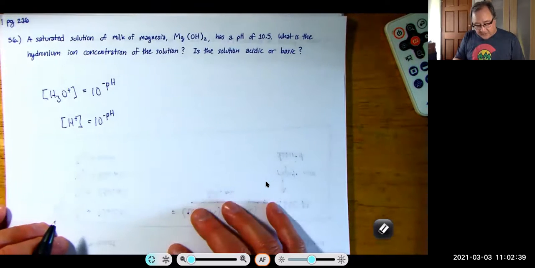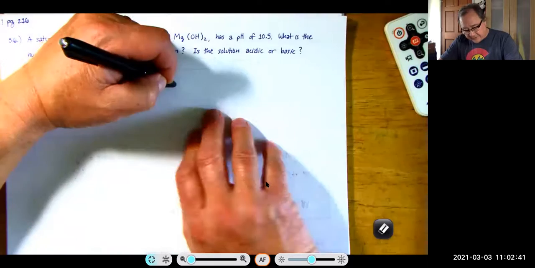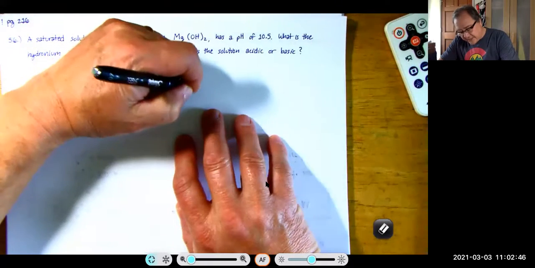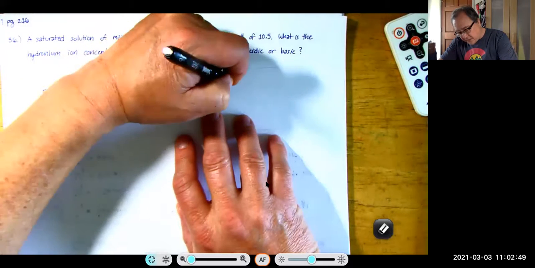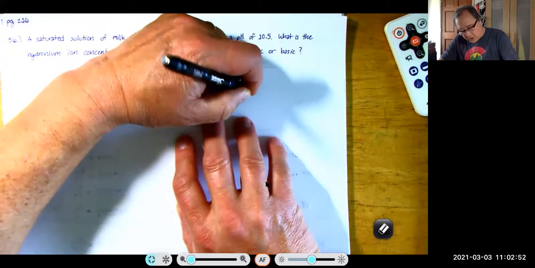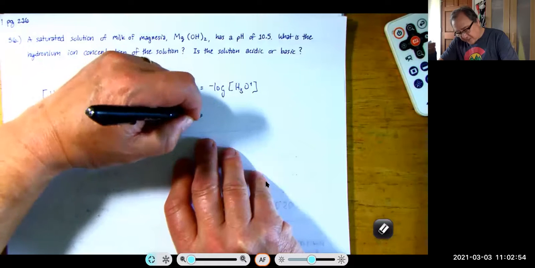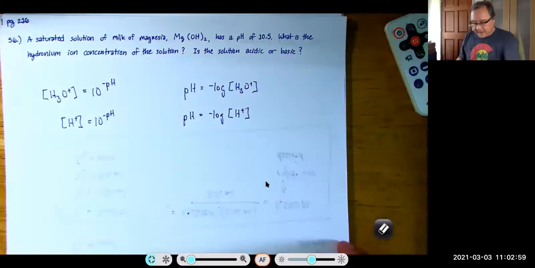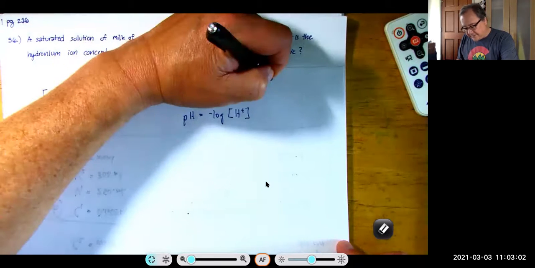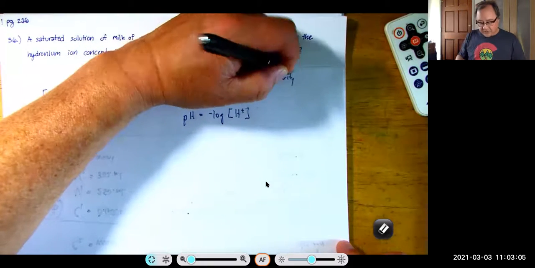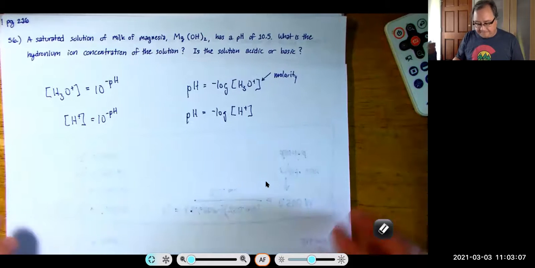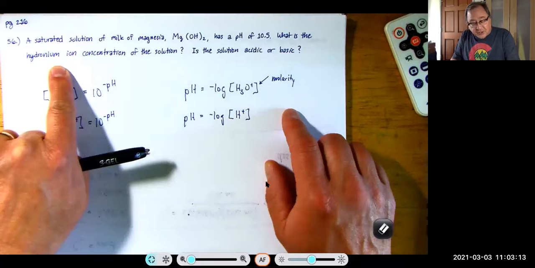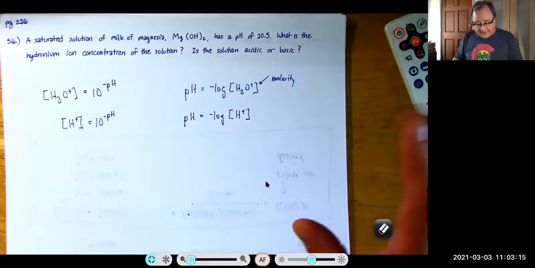Okay, so that's one formula. The other formula is the following: the pH is equal to negative log of the hydronium ion concentration, or pH is negative log of H plus. These mean the same thing. This concentration is molarity. So it's got to be a molarity concentration. When they ask for the hydronium ion concentration of the solution, they're looking for a molarity.